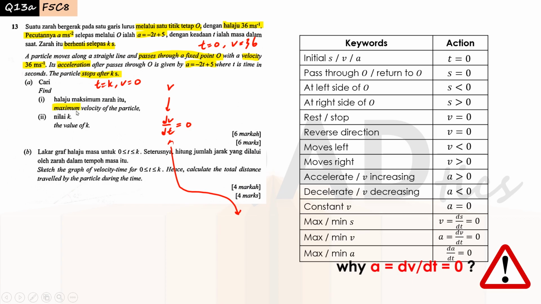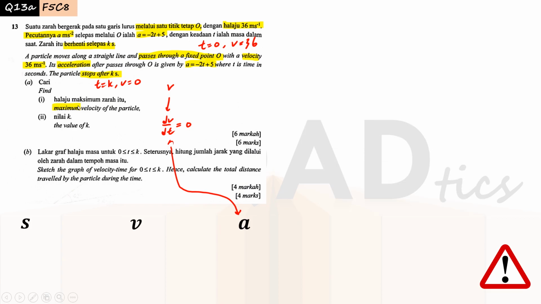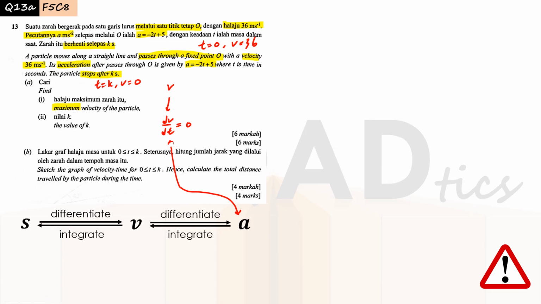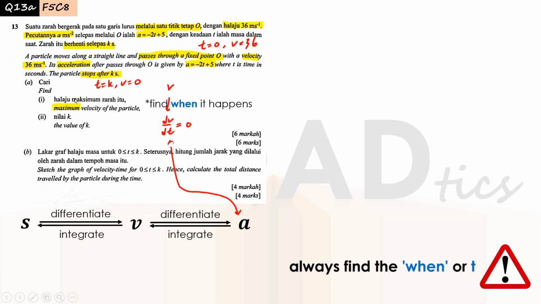And because I'm finding the maximum velocity, then I need to equate it to 0. That's why it's here. So we can use this to find the maximum velocity of the particle. Right? But there's a thing we need to know. So for questions in this chapter, right, we cannot straight jump into finding the maximum velocity. We also need to find out when this happens.